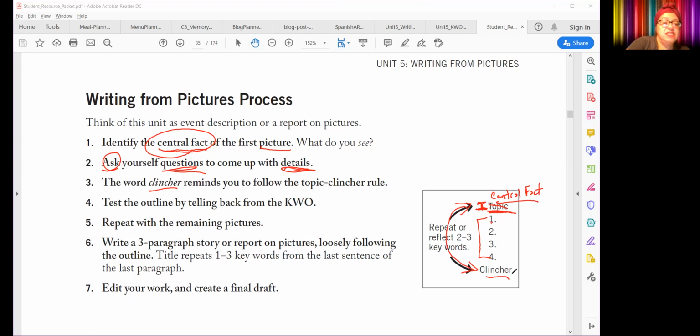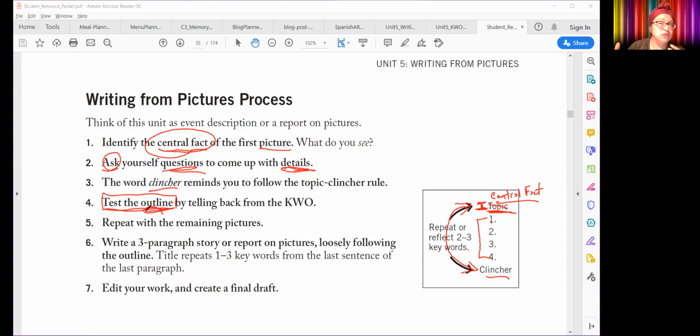Then you really should test your outline. And how do you test your outline? By telling back the story from your keyword outline. So using only your keyword outline, see if you can tell back the story, including the details, from just that, without looking at the pictures, just looking at your keyword outline. Then, if you can do it well, then you know that your outline is a good one.